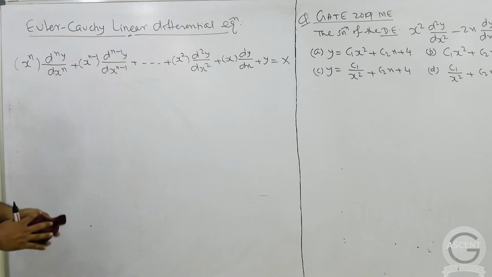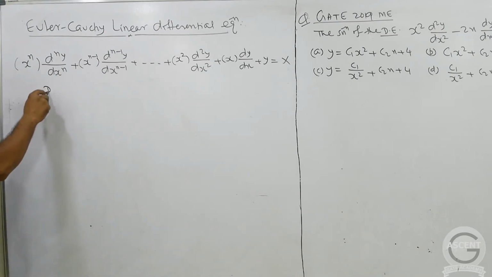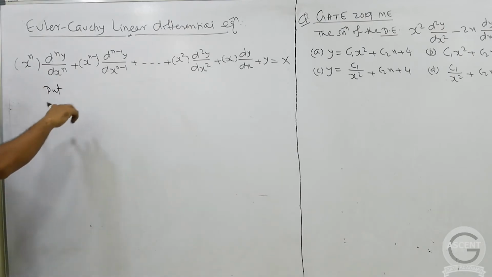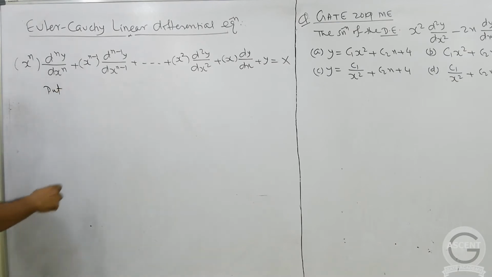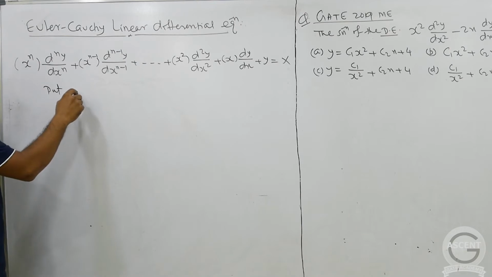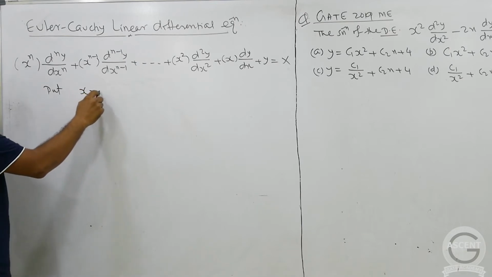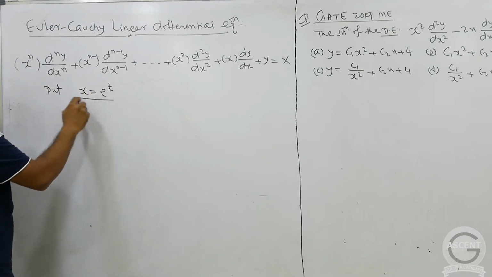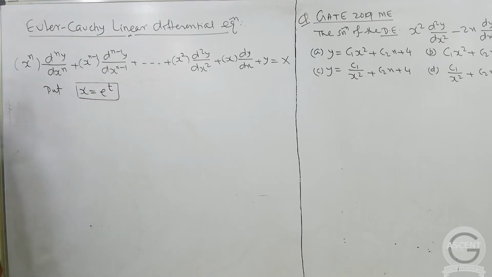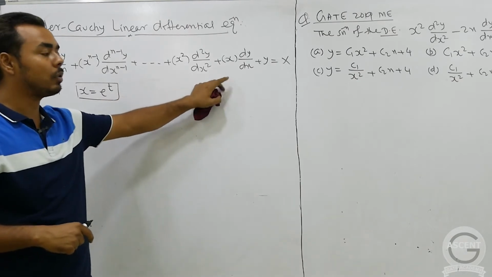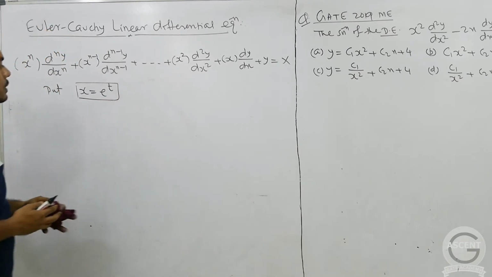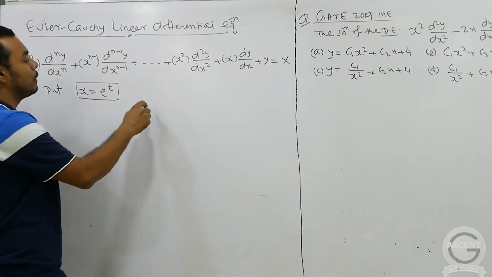In order to solve these types of differential equation, first we will have to convert this in the form of linear differential equation with constant coefficient. For that we have to do this substitution. We have to write x equals e to the power t. In place of x you have to write e to the power t, and by doing this substitution you can convert this differential equation in the form of linear differential equation with constant coefficient. Let me show you how.